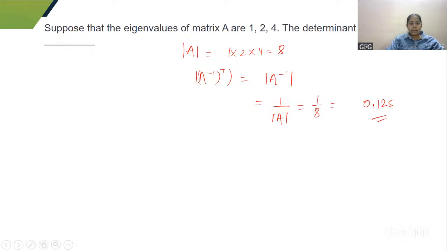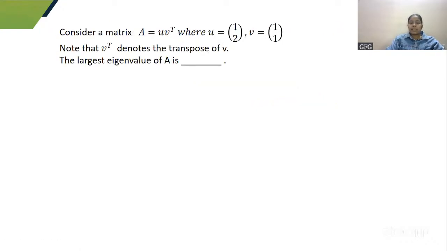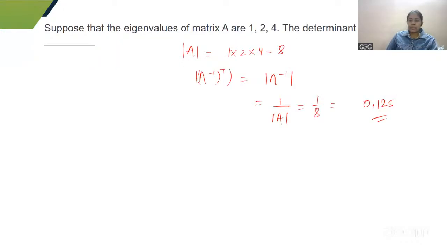Okay, no issues. So now we have a matrix A equal to UV transpose. They are asking for the largest eigenvalue of A. We have been given the vectors U and V. Let's try to solve it. The previous answer was 1 by 8, and because it is a NAT type question, you would put it as 0.125.